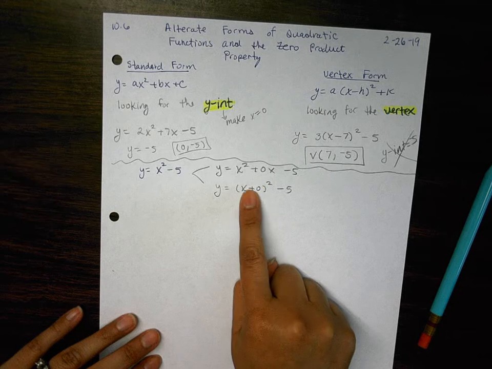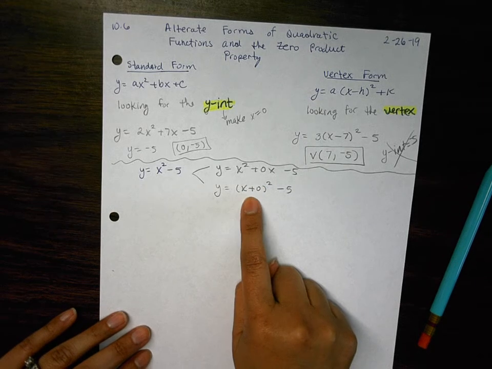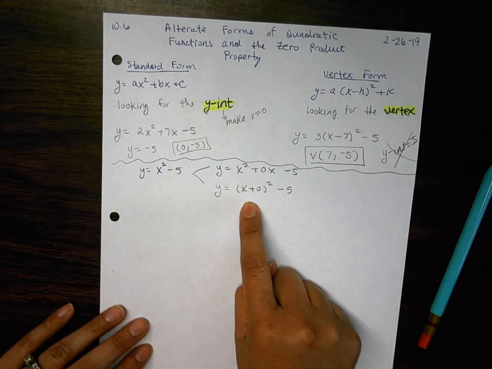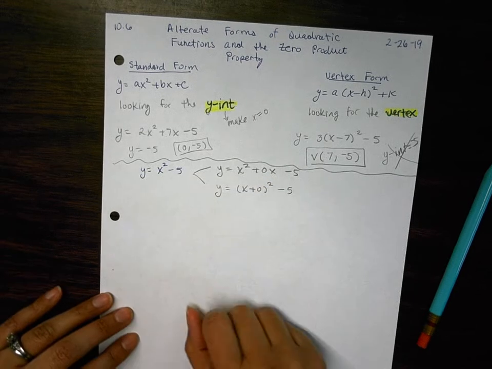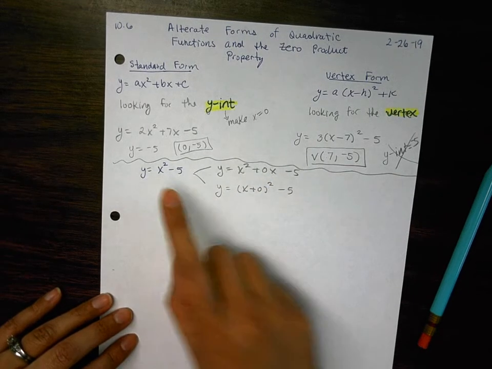And I'm going to take a step back. Let's try again. What's x plus 0? It's not 0. What's x plus 0? X. What's x to the second power? X squared minus 5. Is it the same thing?